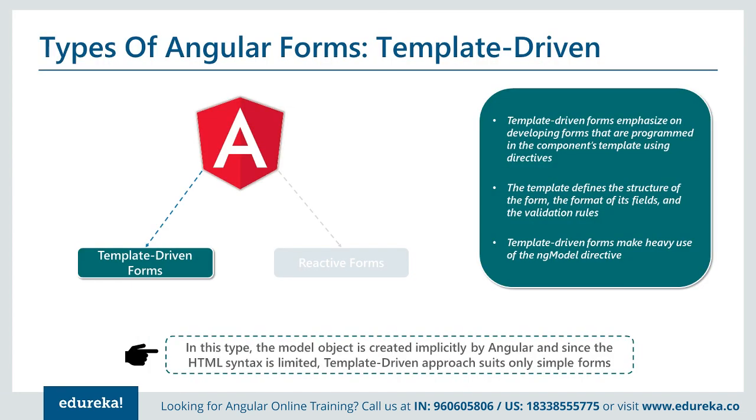Template driven forms emphasize developing forms that are programmed in the component's template using directives. The ngForm is a directive. Now you understood the power of directives. The entire form is converted into an Angular form. The template defines the structure of the form, the format of its fields, and the validation rules. Template-driven forms make heavy use of the ngModel directive. How do template-driven forms work?